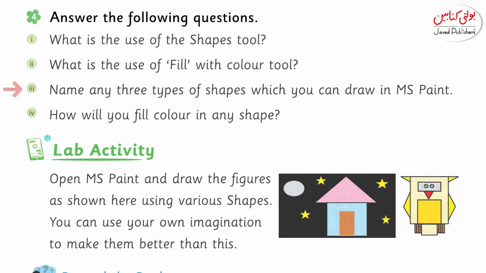Question 3, name any 3 types of shapes which you can draw in MS Paint. We can draw stars, triangles and circles.